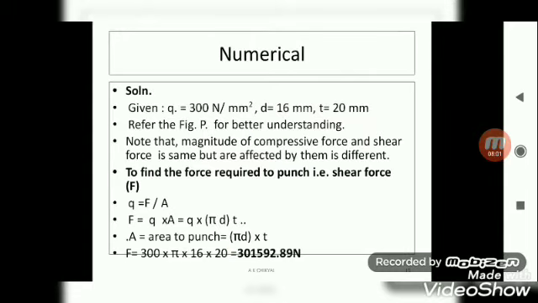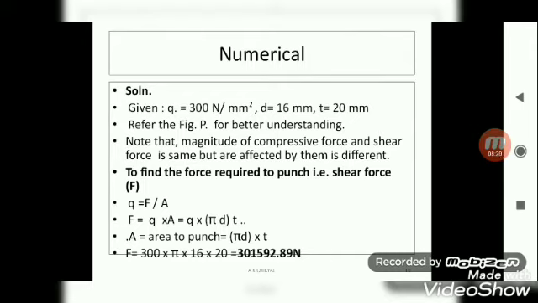Let's solve the numerical. Given: shear stress Q is 300 Newton per mm square, diameter D is 16 mm, thickness T is 20 mm. Note that the magnitude of compressive force and shear force is the same, but the area affected by them is different.